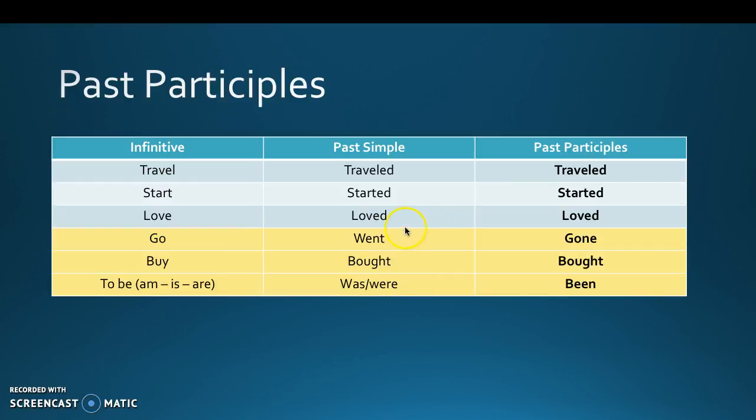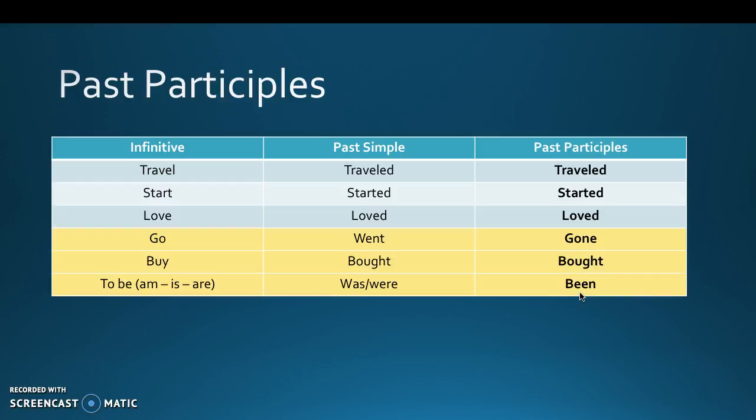And there are some verbs, like the case of go and the verb to be in this case, that change even in the past participles. Go, went, and gone. And there are other verbs like buy that is the same in both past simple and past participle. Okay? But as I told you, there are others like go and the verb to be that change in all the lines. So we have was and were in past simple, and we have been as past participle.